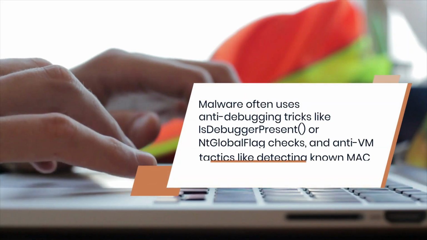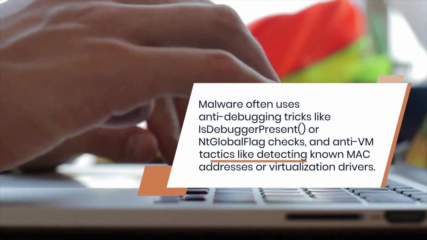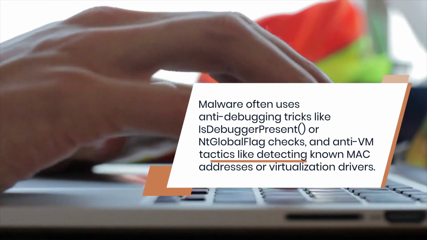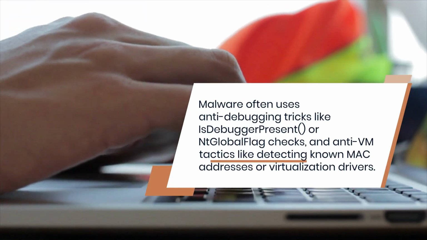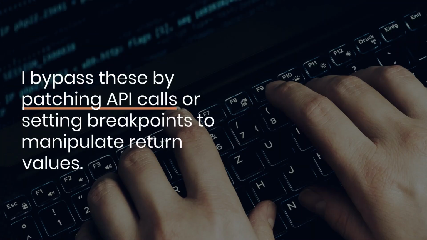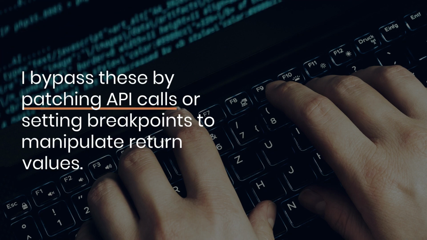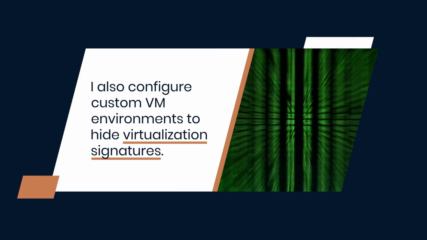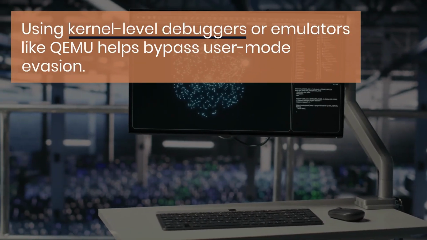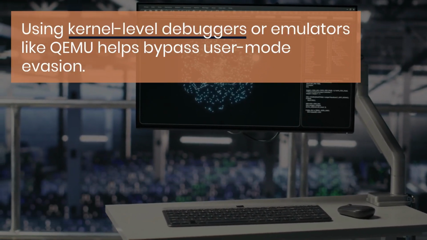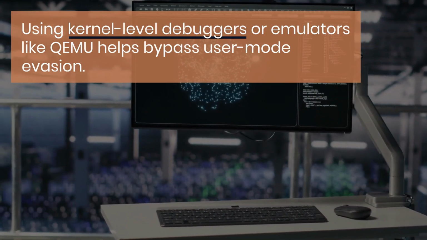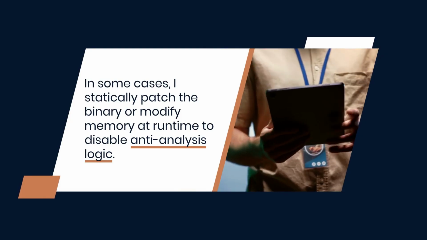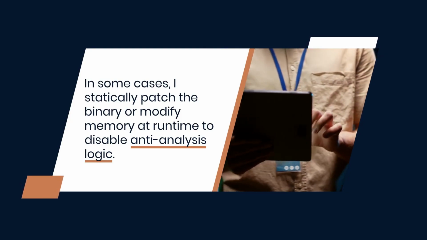Malware often uses anti-debugging tricks like IsDebuggerPresent or NtGlobalFlag checks, and anti-VM tactics like detecting known MAC addresses or virtualization drivers. I bypass these by patching API calls or setting breakpoints to manipulate return values. I also configure custom VM environments to hide virtualization signatures. Using kernel-level debuggers or emulators like QEMU helps bypass user mode evasion. In some cases, I statically patch the binary or modify memory at runtime to disable anti-analysis logic.